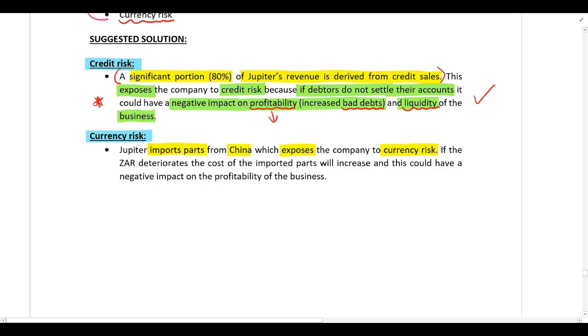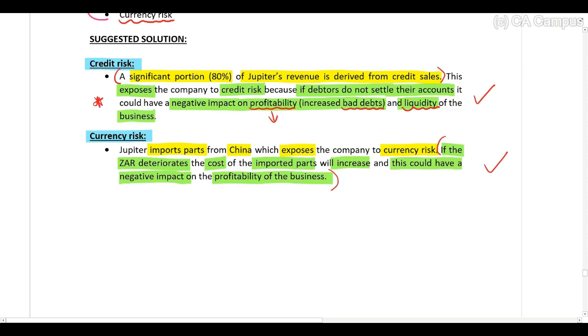That will not score you any marks. You now need to explain why it is a risk. So why is this a risk? If the rand deteriorates, the cost of their imported parts will increase, and this could have a negative impact on the profitability of the business. So you must explain why this is a risk in order to earn your mark.